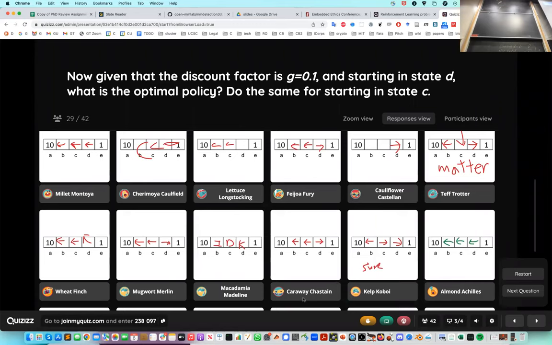So basically, you have a hypothesis. By the time you get here to the goal state, you'll have gamma to the power of 3, which is 0.1 to the power of 3, which is 0.001. So it loses too much by then. So that's why from state D it is better to go and take the smaller reward right away.